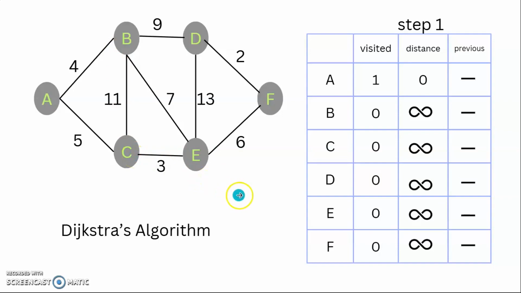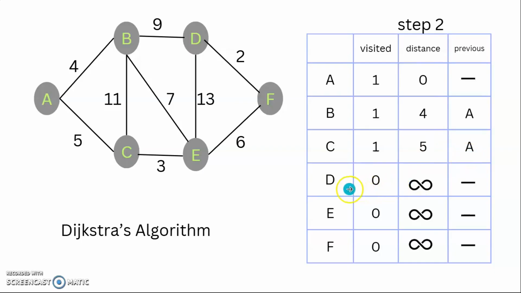So what you have to do in the next step: you mark B as visited, and what is the distance from A to B? 4, and from which node are you coming to B? A, that is why the previous node is A. And for C, mark it as visited, and what is the distance? 5, and the node you are coming from is A. So that is the entry you are making now.